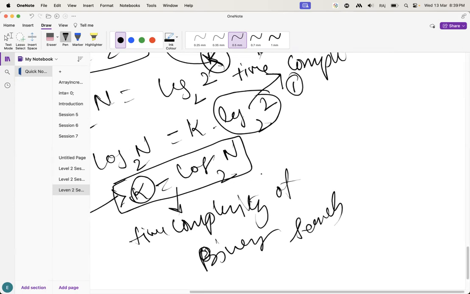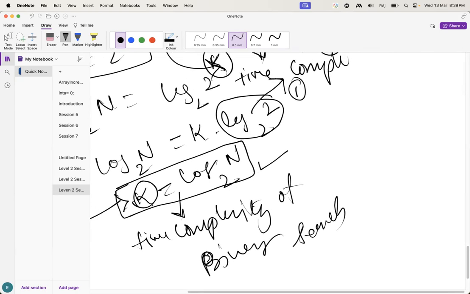Guys, understand how it is log n. I hope you understand. Please let me know, guys. Most of the guys will get confused here only. Why is it log n?